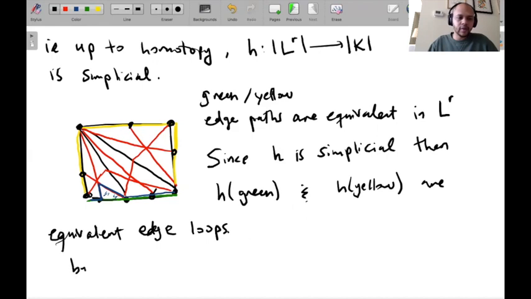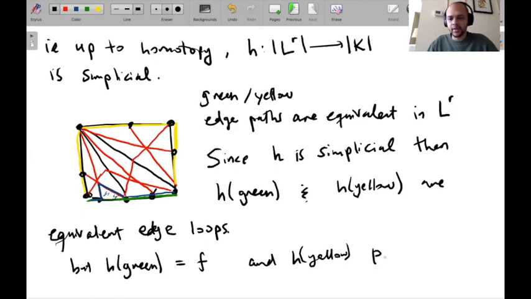But so H of green, this is F, and H of yellow, this is just doing P. All of this is P. So this is the constant edge path that just does P, P, P, but that's equivalent to just doing P once. And so this exactly does what we want. This shows that F is equivalent, in the sense of the edge group, to this constant loop. So that's the proof.